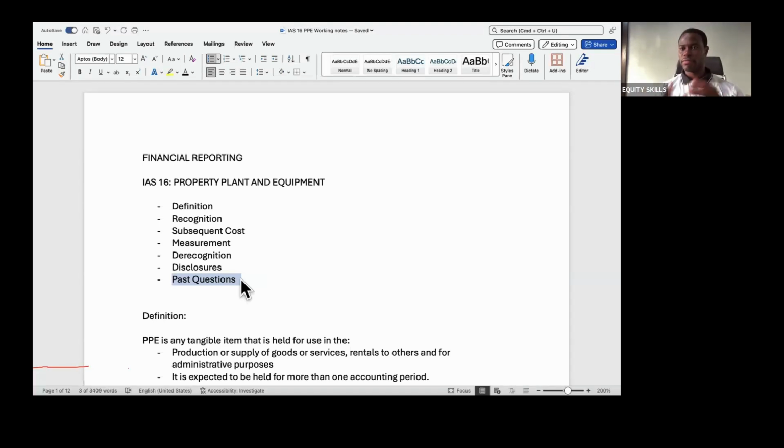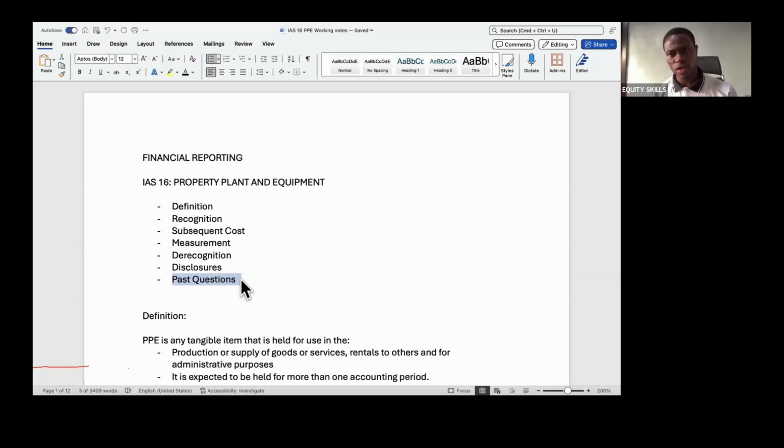If you have buildings and you choose, let's say, evaluation model for a building, all the buildings you have within that entity, you must use evaluation model. You cannot use evaluation model for building A and use cost model for building B. No, it's class by class. However, you can use evaluation model for buildings that you have and use cost model for all your motor vehicles. It's okay that way. I need you to note that down.